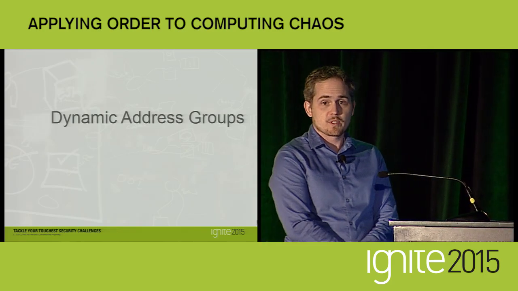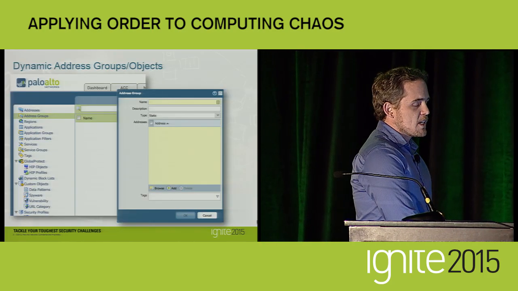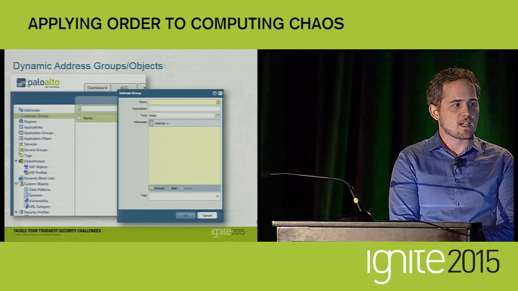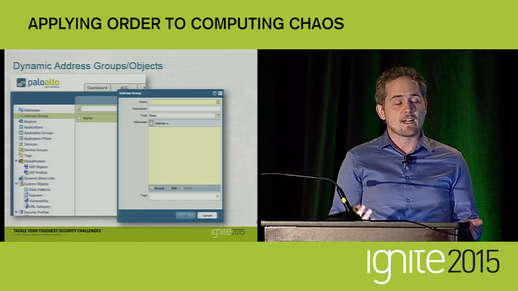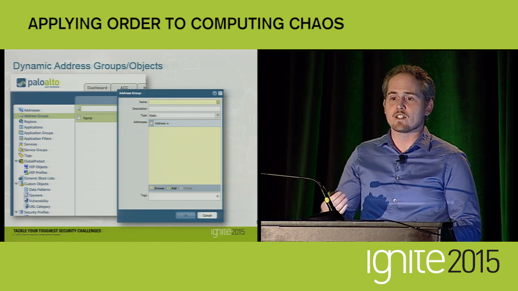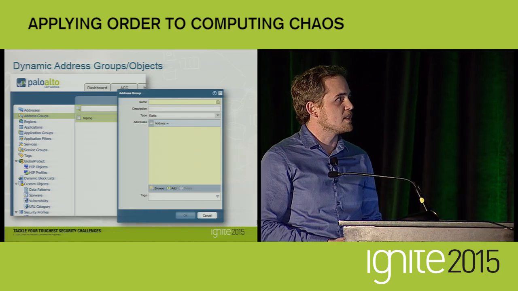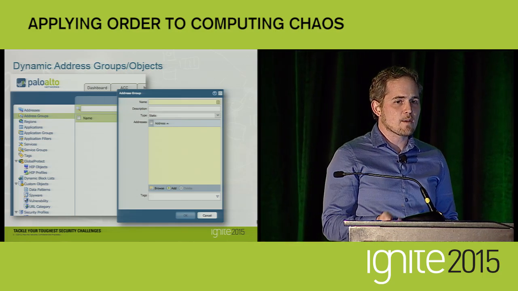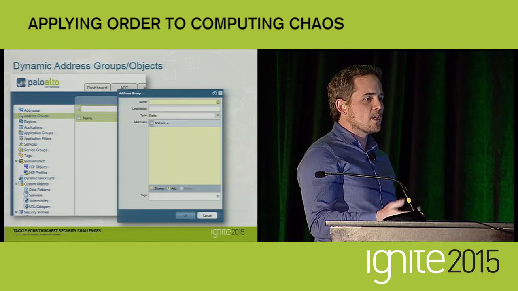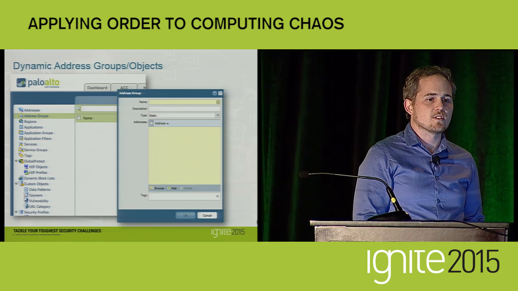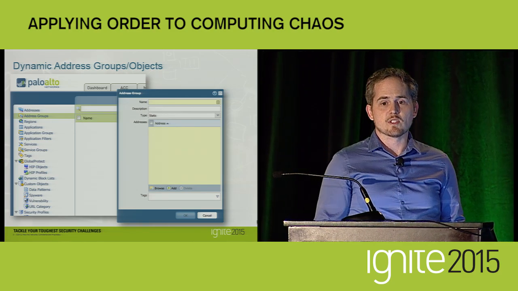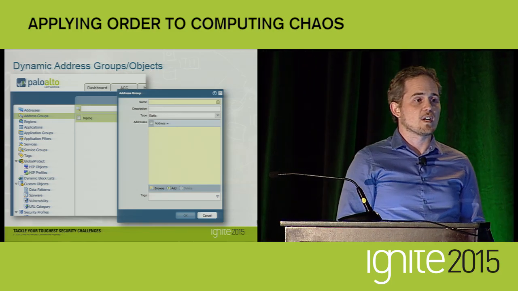Is dynamic address groups. With dynamic address groups, they're very similar to regular address groups that you would use that contain IP addresses. You add your IP addresses to these address groups and put them in your policy. But the difference with dynamic address groups is that you're not the one that has to add the IP addresses. You're using automated systems to add IP addresses into these environments.